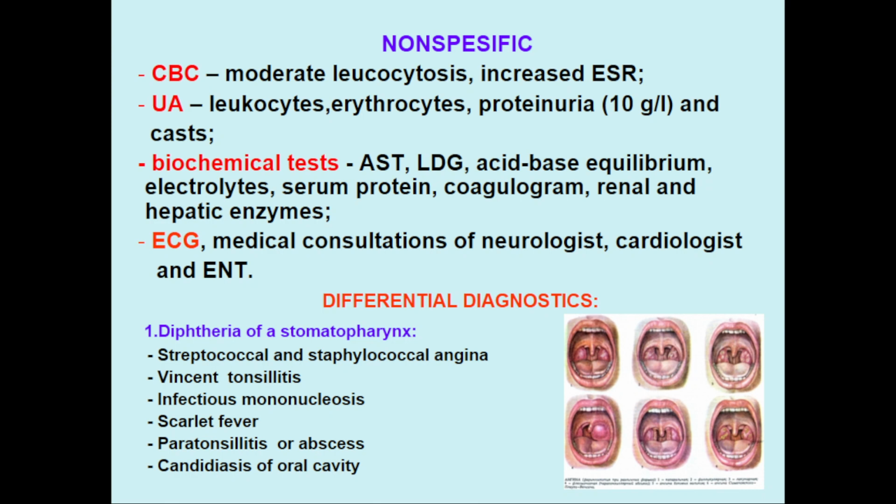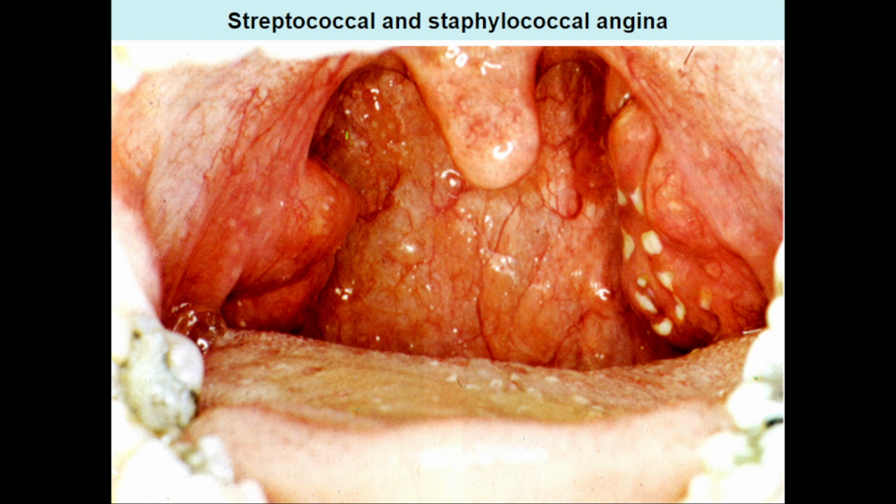asymmetry. When you examine the pharynx, it may be asymmetric, and it's usually painful opening of the jaw. Sometimes a person even can't open the jaw by himself, so it's usually a sign of presence of paratonsillitis. And candidiasis, again, different clinics, different swab.